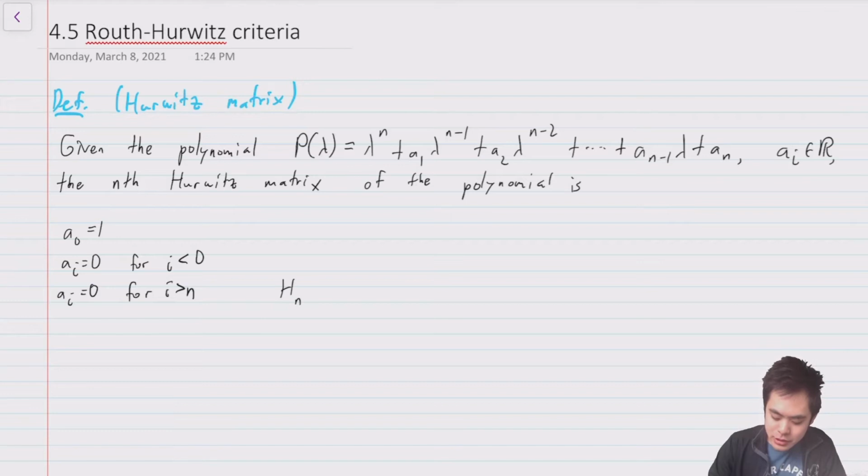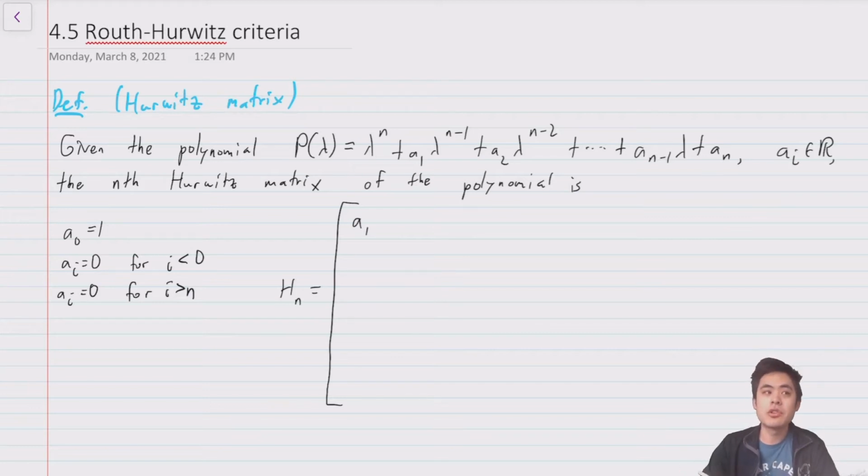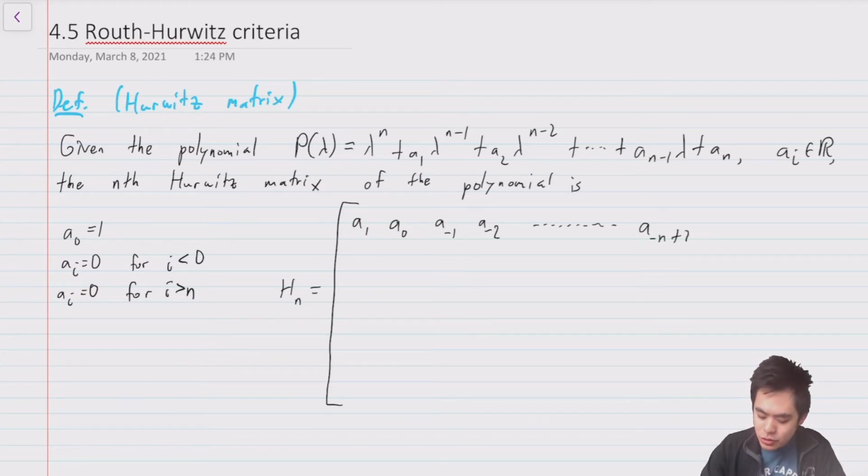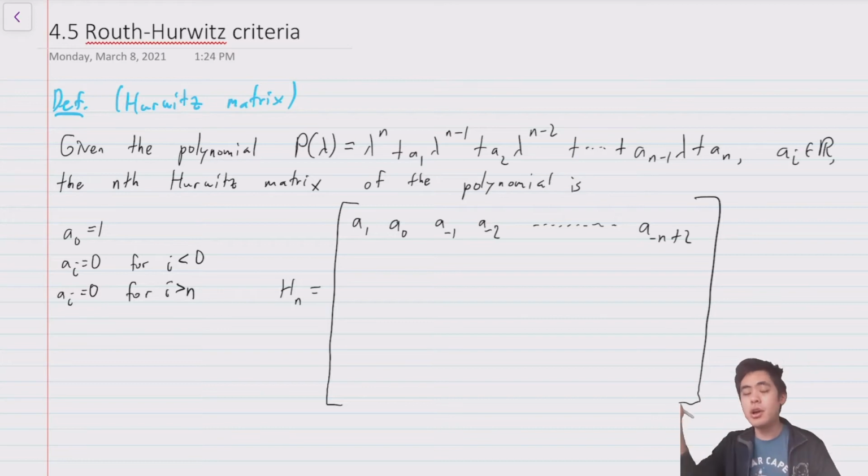Then we're going to define our matrix. Starting with a1 in the upper left, in the first row we're going to go down by 1 index as we go to the right. So this is going to be a naught, and then a(-1), a(-2), and so on. Of course, a(-1) and a(-2) are going to be 0, and a naught is going to be 1. All the way over, it's going to end at a(-n+2), since this is going to be an n by n matrix. So that's what happens as we go along the row.